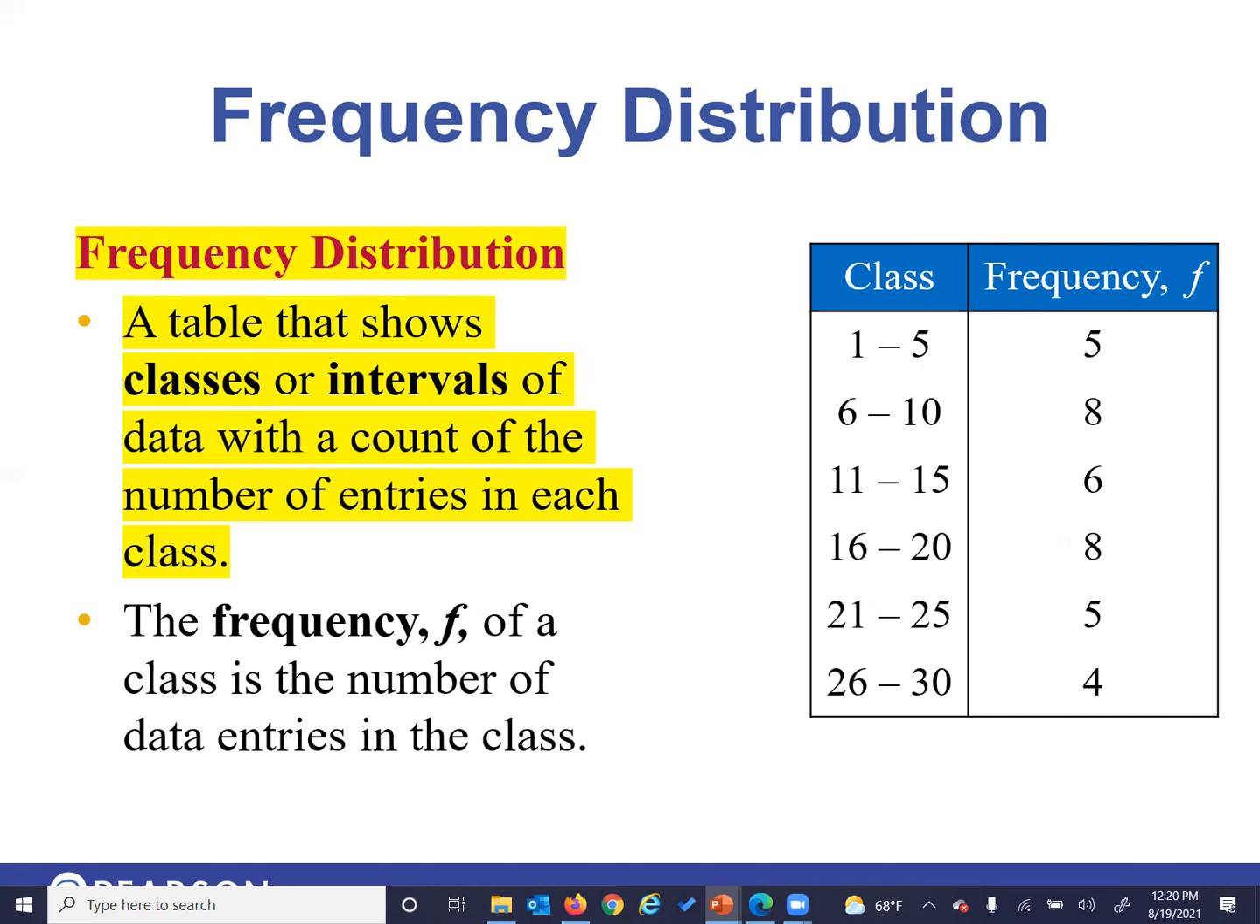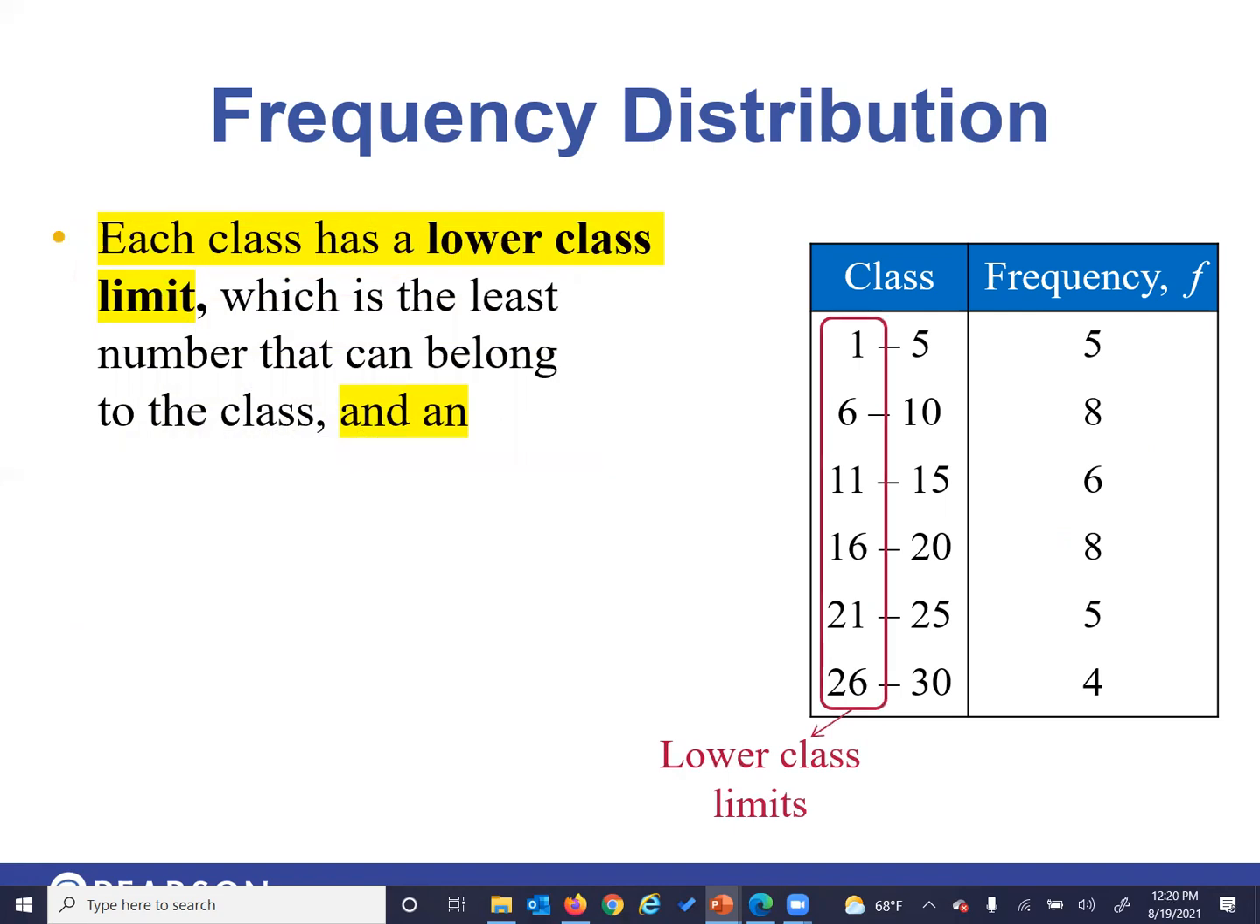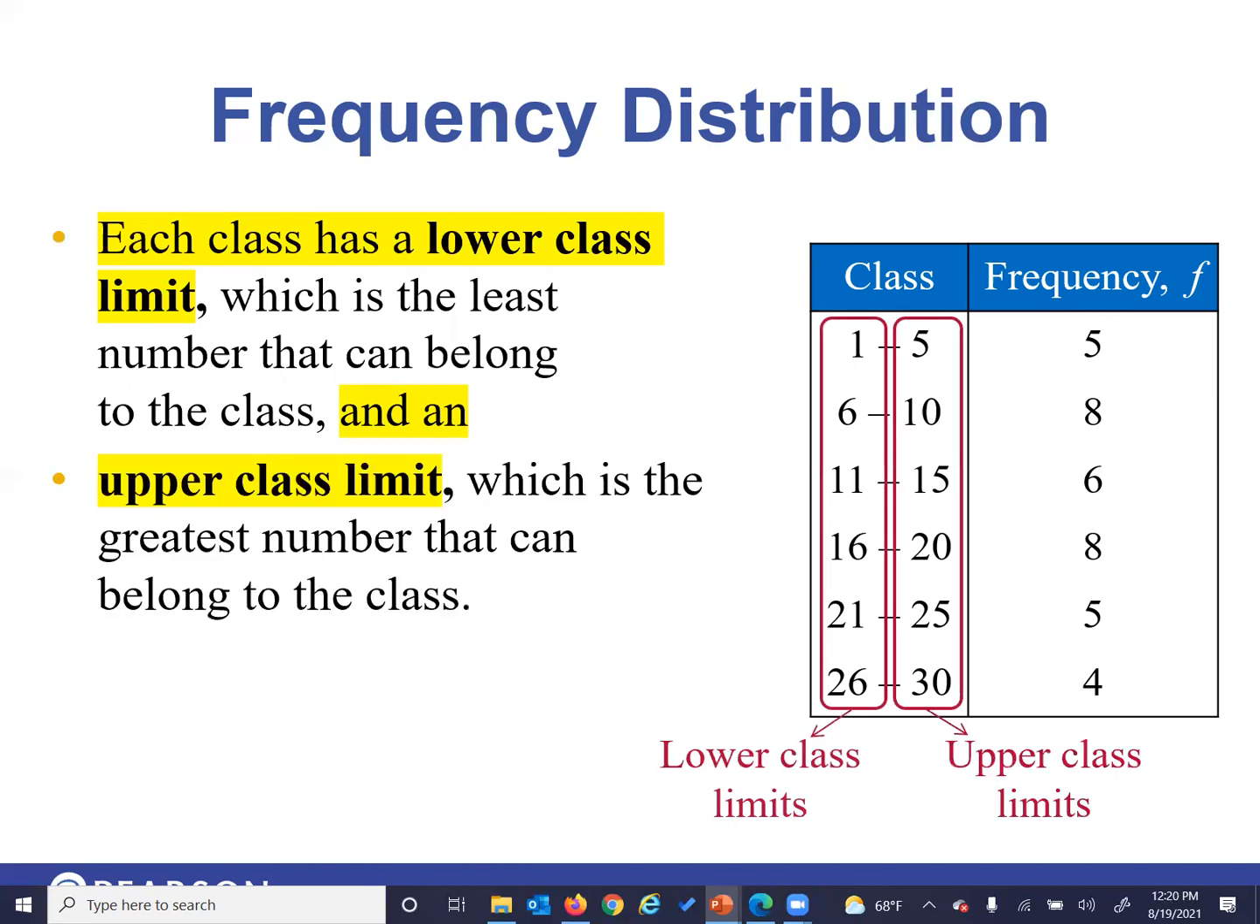Okay, and then we're going to go through an example. I don't want you guys to do the example because you will have some of them to do. We're just kind of working on it. Okay, so classes or intervals. Next. Each class has to have something called a lower limit and an upper limit. So where does it start? Where does it end?